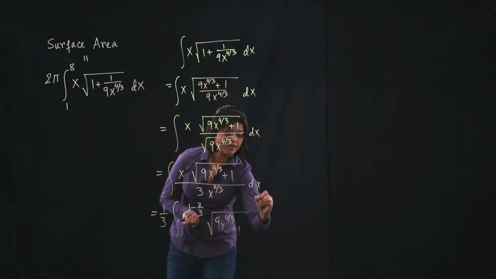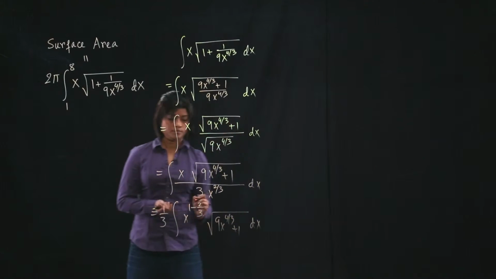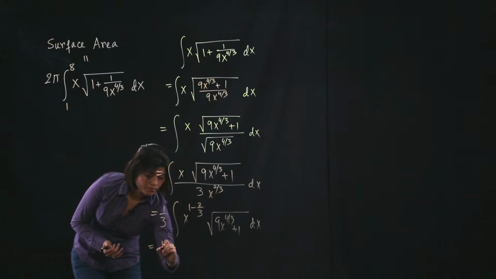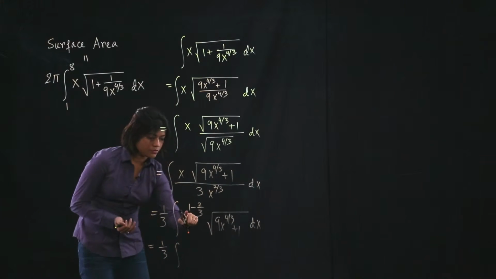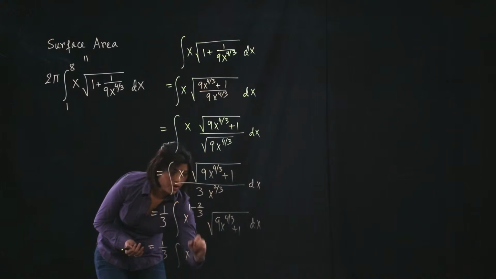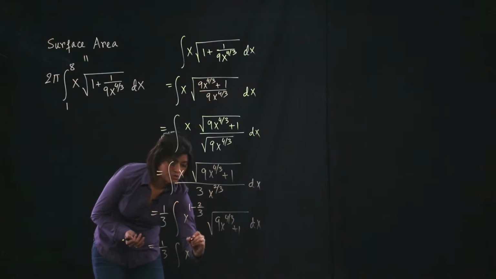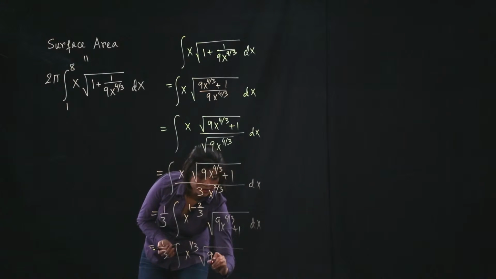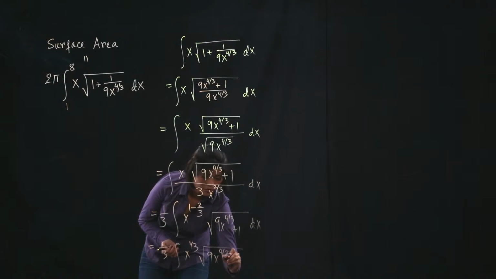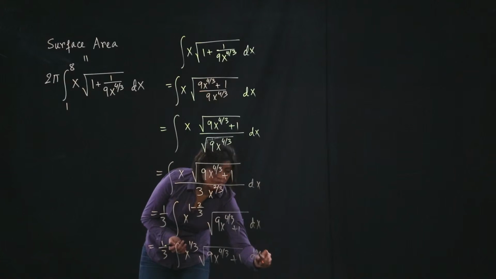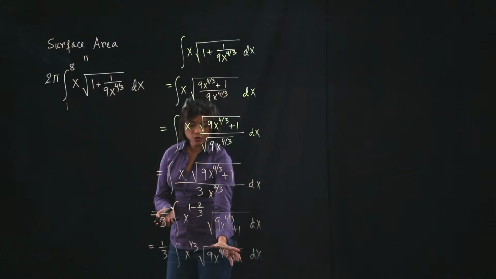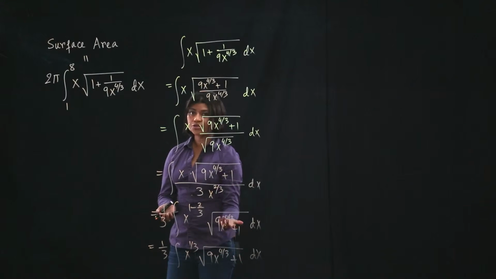And don't forget to write the dx. Okay, one more step here. So x has a power of 1 minus 2/3, so 3 minus 2, that's 1/3. And then square root 9x to the 4/3 plus 1 dx. Okay, now we have a nice form, and let's see if u substitution works.